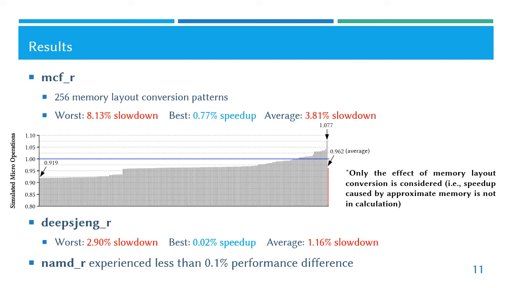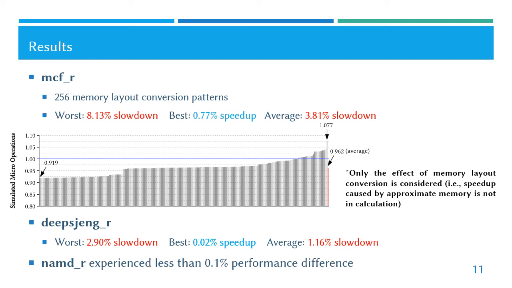In the worst case, it experienced 8.13% slowdown, while in the best case, it experienced 0.77% speedup. On average, it experienced 3.81% slowdown. Note that we only consider the effect of memory layout conversion, and we do not simulate the speedup caused by approximate memory.